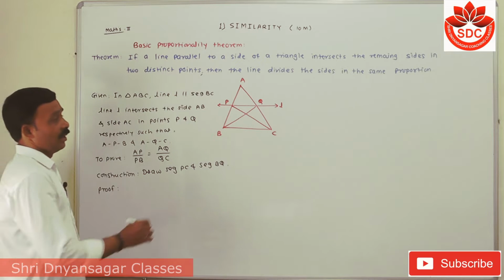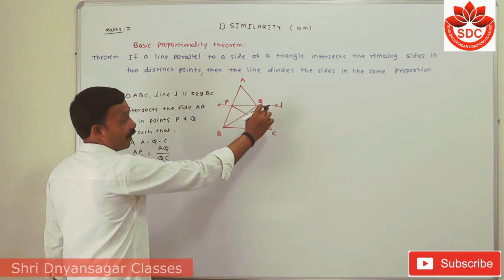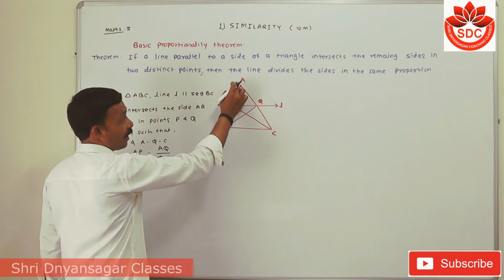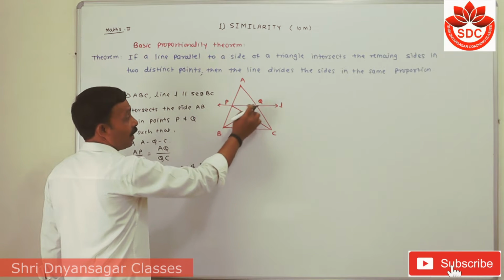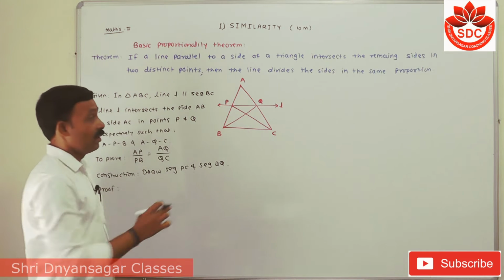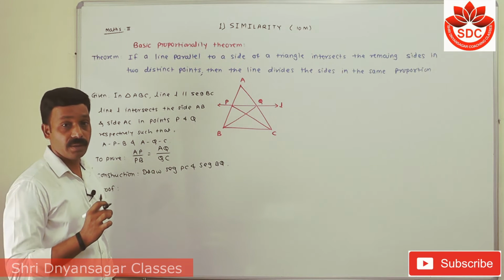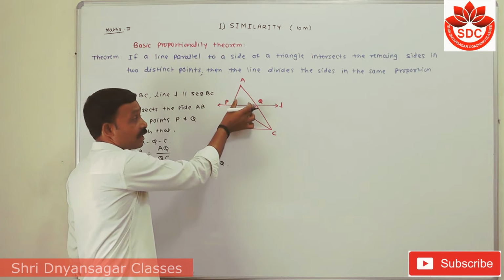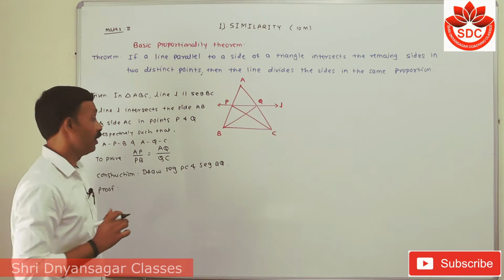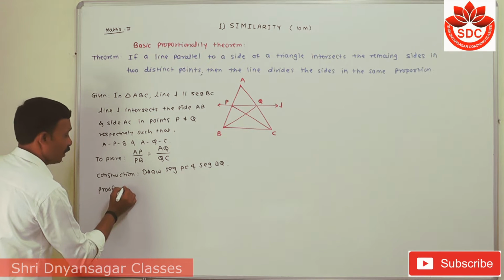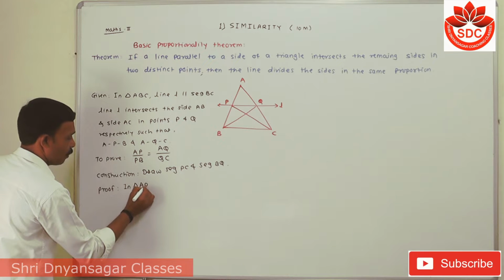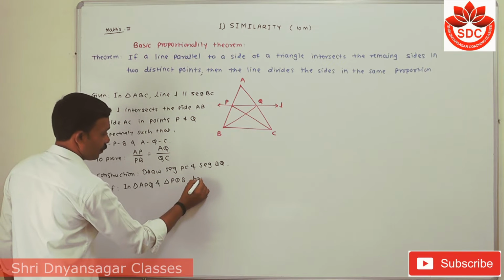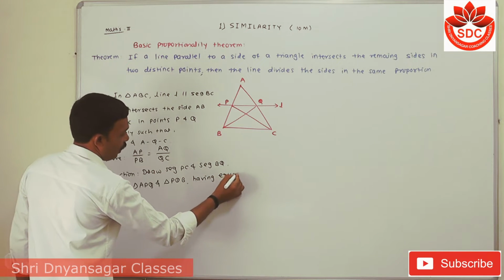Here, this line intersects these two sides, then the triangles are formed. Now first I take triangle APQ and triangle PQB. In these two triangles, the point Q is common, so we can draw the perpendicular on the side AB, meaning the heights of both triangles are equal. So I have to write: triangle APQ and triangle PQB have equal height.